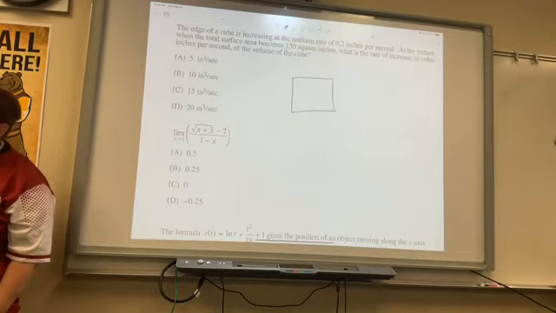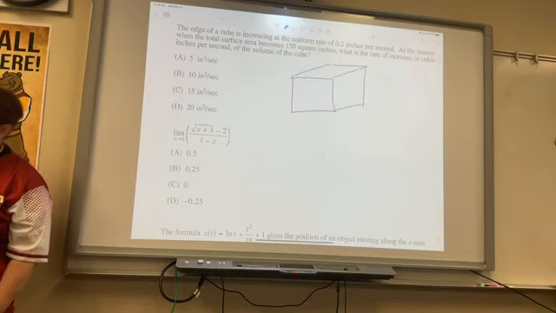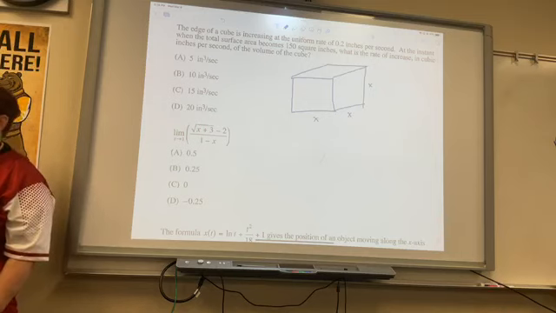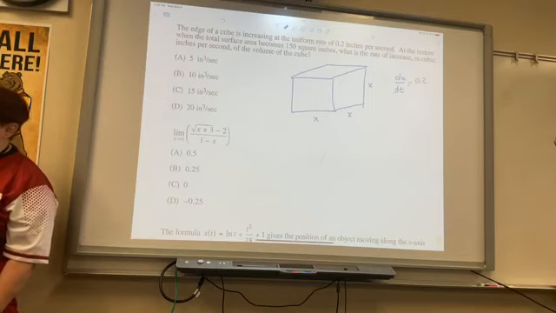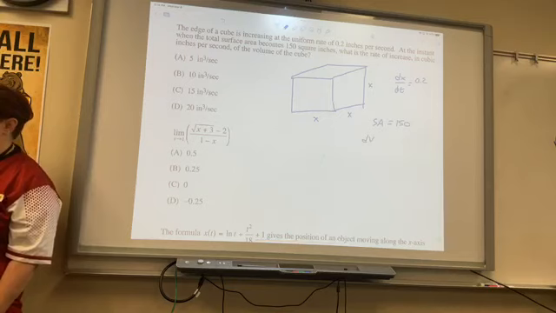Hey guys, if this is a cube, what can you tell me about the sides? They're all the same. The edge is increasing at a rate of 0.2 inches per second, dx/dt. At the instant when the surface area is 150, what is the rate of change of the volume?